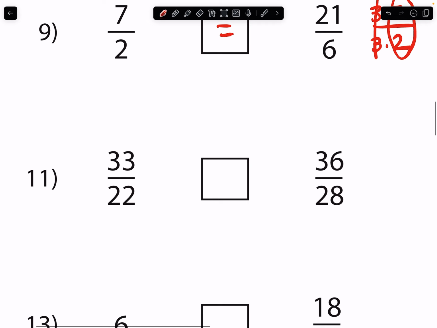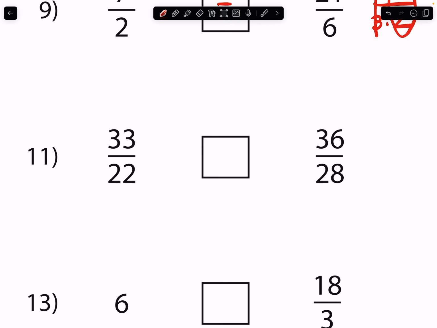I'm going to go to number 11 just to kind of see. So I recognize that these have an 11 because I noticed that it's 3, 3 and 2, 2. So I'm going to change this to 11 times 3 and 11 times 2. That cancels. This side ends up being 3 over 2.